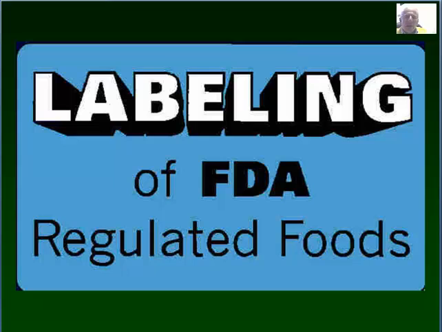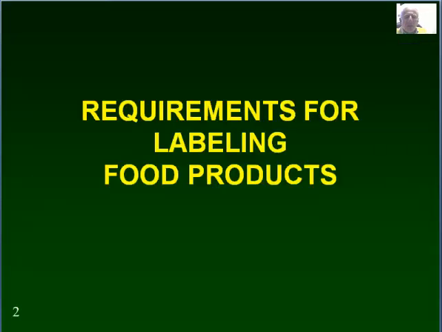And the FDA typically regulates about 80% of the foods in the food supply. The other 20% is regulated by the USDA. And we'll say a little bit very briefly about labeling as it relates to USDA food products, which primarily are eggs and meat products, meat and poultry. So let's look at the requirements for labeling of food products.